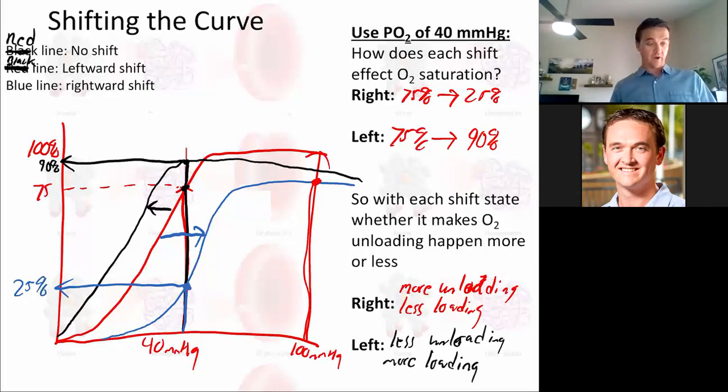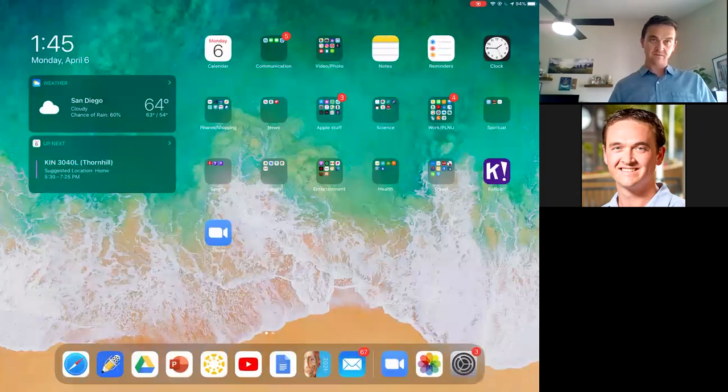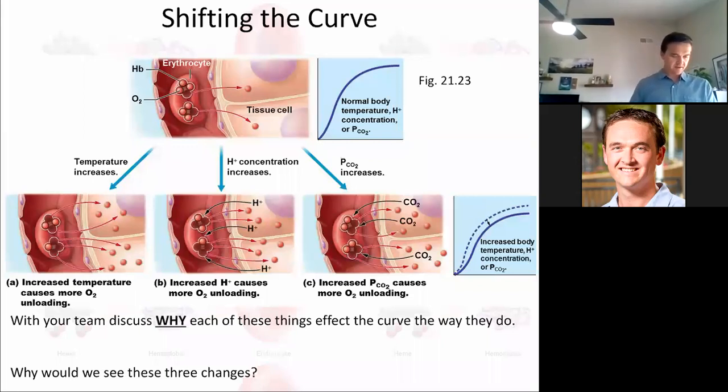Well, how do we get these curves to shift? Okay, so the causes of the shift are shown here. There are really three causes. One has to do with temperature, another with hydrogen ion concentration, and the third with CO2 levels. The easiest way I think to think about these is this: all three are related to metabolism, right? The more metabolism we do, the more energy we're burning, the hotter we get.